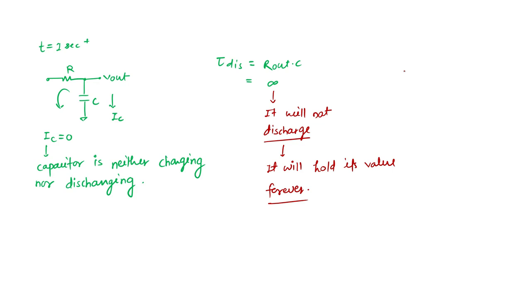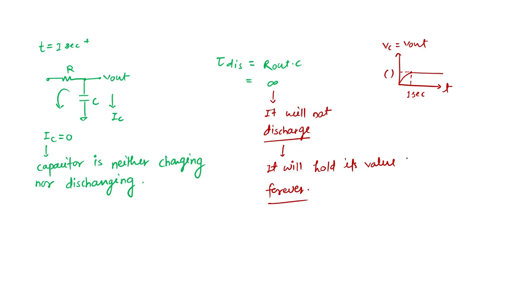So what was happening there? It has reached some value, which is nothing but the value at t equal to 1 second, which is also the tau. This is my VC, or I should say V out. They are the same. After that, it will hold that value forever.